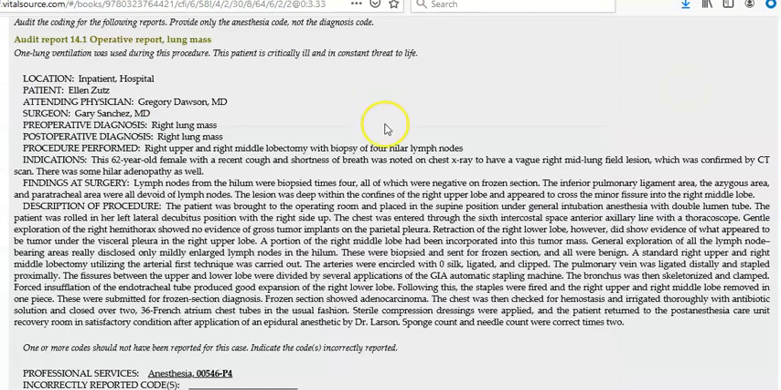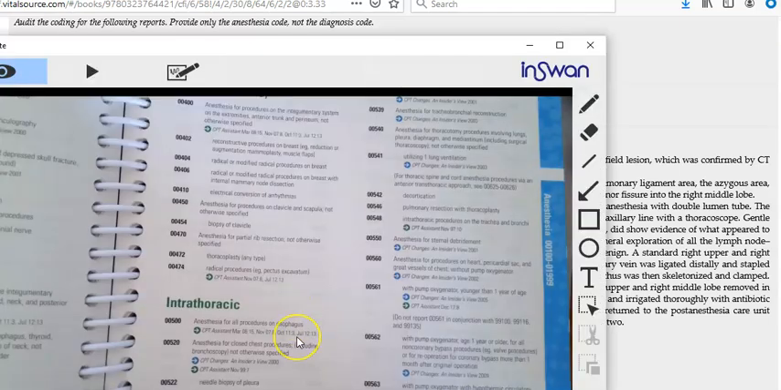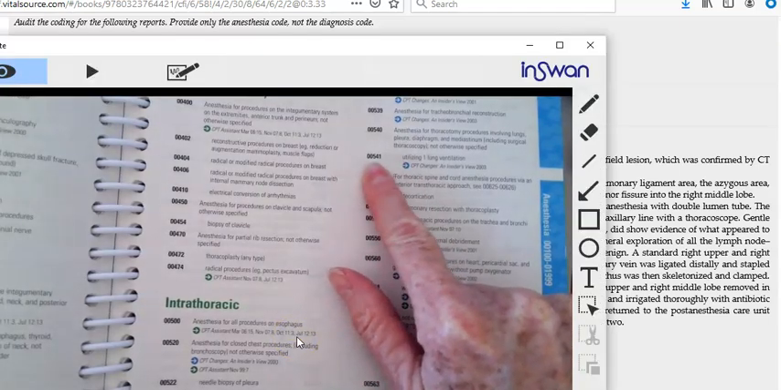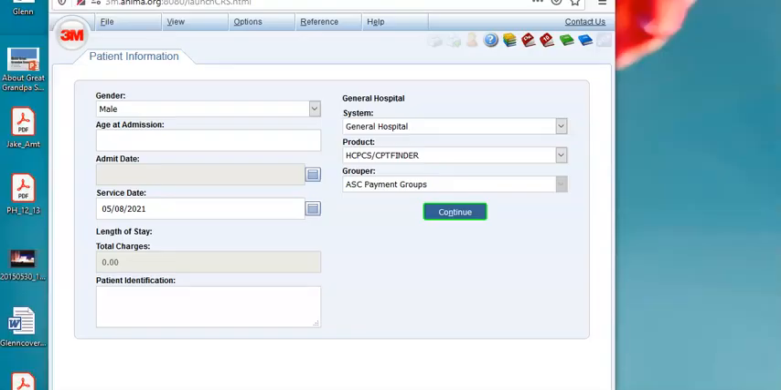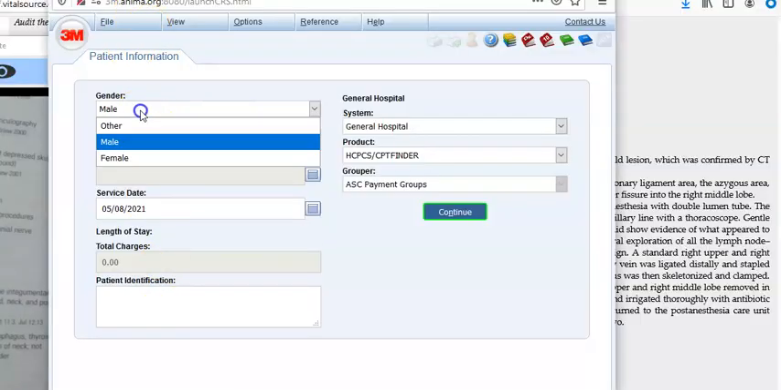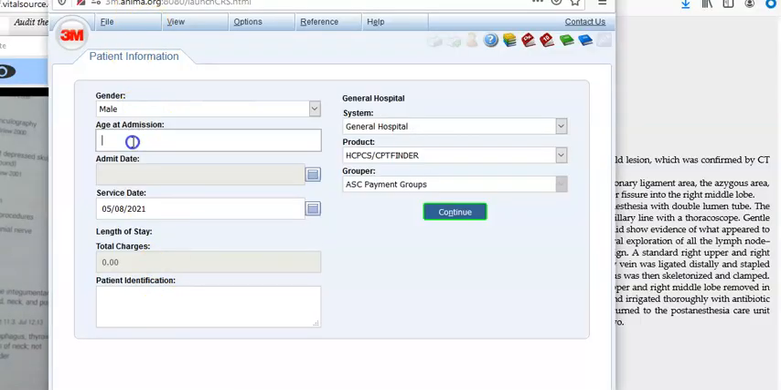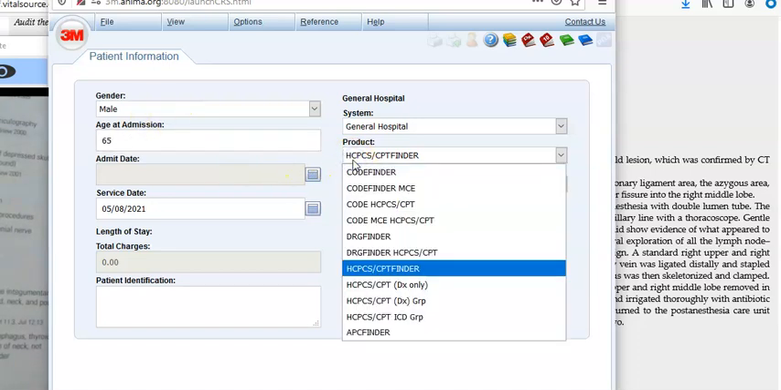So let's go back. And at the top of our report, it tells us one lung ventilation was used during this procedure. So we know that we want the code that has the one lung ventilation. So if we go back to our book, that is 00541. Now let's go over and log into 3M. And see how we would find this code in 3M. So in 3M, we're going to select Mel. Our patient, I think, was 65. And then product. Here, we're just looking at CPT.